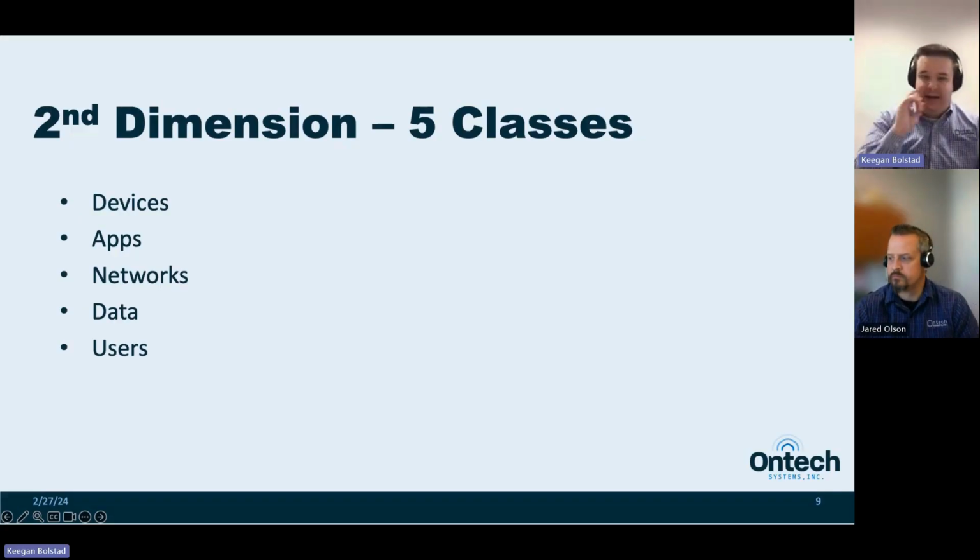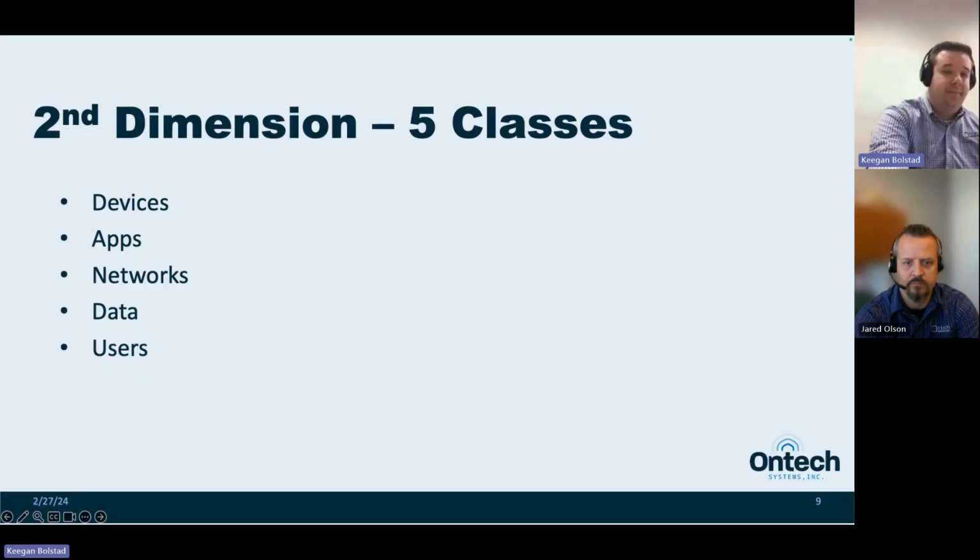So devices, we're looking at workstations, servers, phones, those types of stations, what users are using. Applications is the software, the interactions and flows on those devices. Networks is all the connections and traffic that's flowing among that. Data is that content at rest, in transit, and in use. And then users are those people that consume all of that.